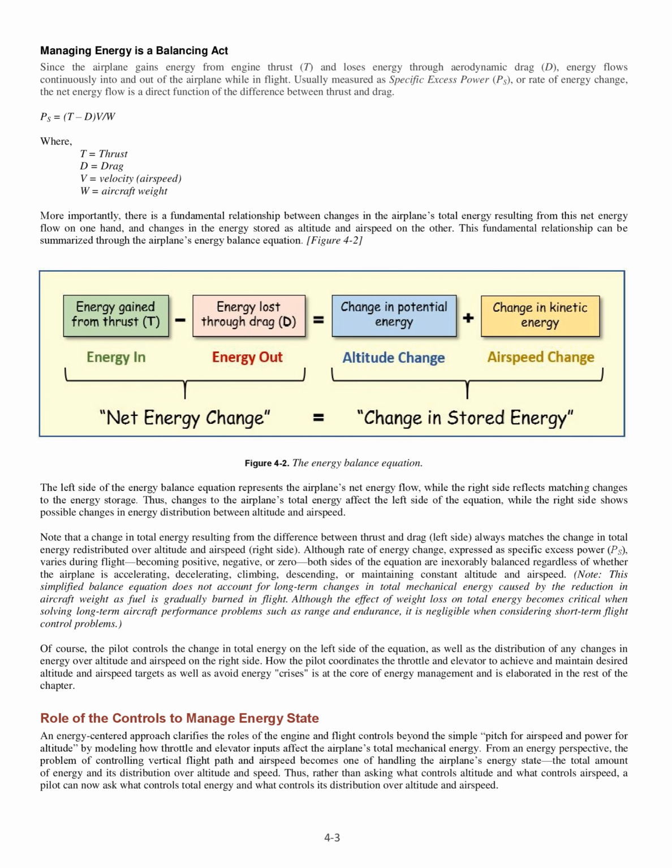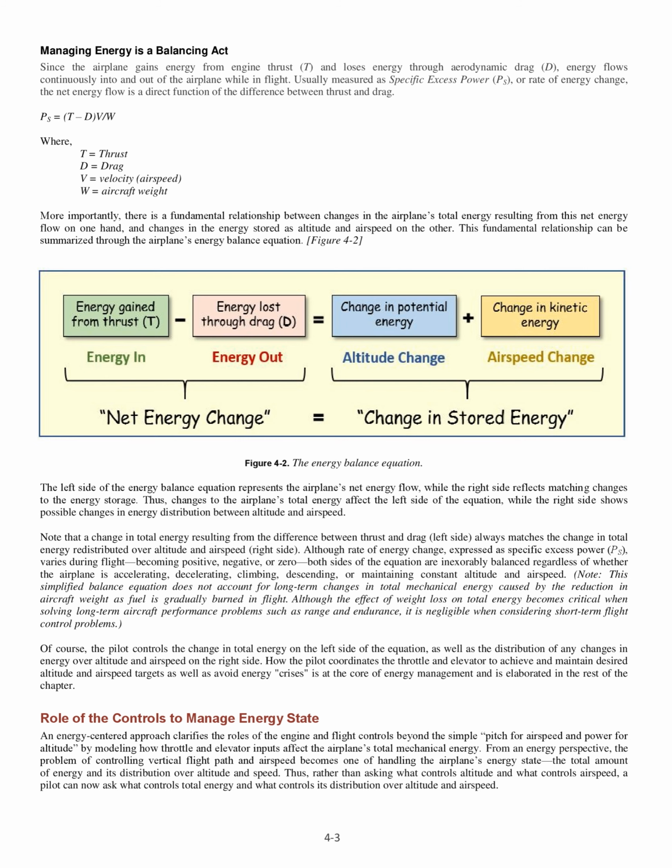More importantly, there is a fundamental relationship between changes in the airplane's total energy resulting from this net energy flow on one hand, and changes in the energy stored as altitude and airspeed on the other. This fundamental relationship can be summarized through the airplane's energy balance equation. The left side of the energy balance equation represents the airplane's net energy flow, while the right side reflects matching changes to the energy storage.